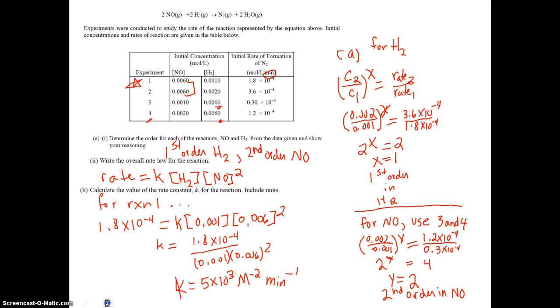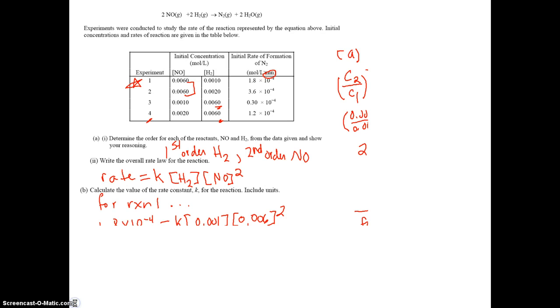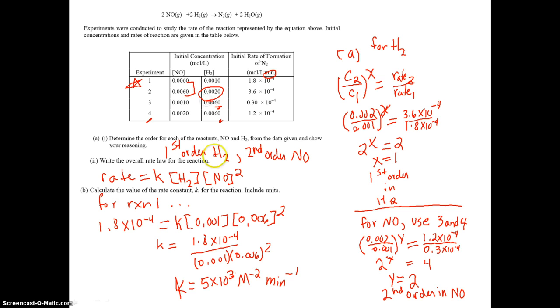Alright, next part of this wants me to look at experiment 2 and calculate the concentration of NO remaining when exactly 1/2 of the original amount has been consumed. Well, originally, if we go back, we see in reaction 2 that we started with 0.002. So I'm starting there, and I'm starting with 0.006 for NO. So I'm going to carry both of those values over to the front.